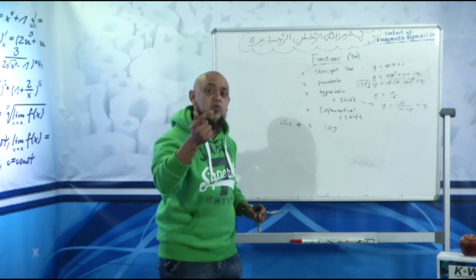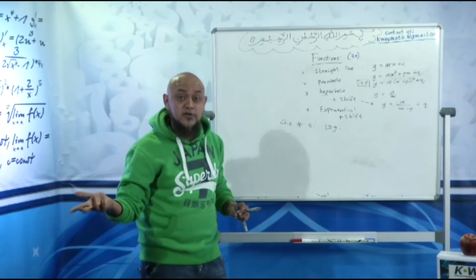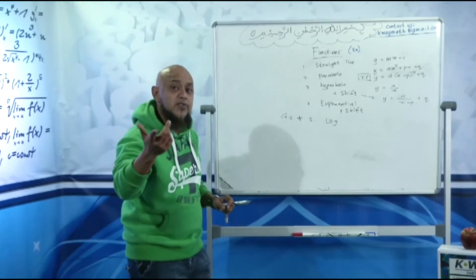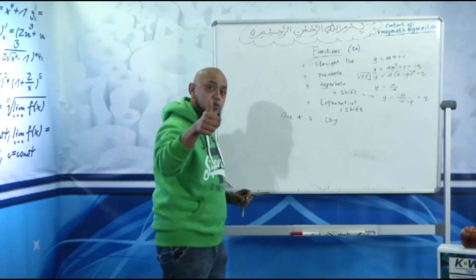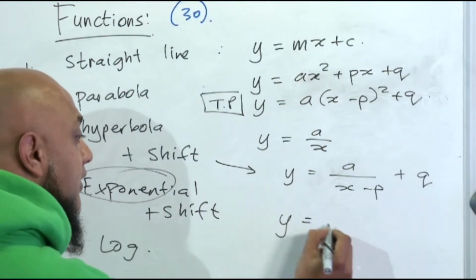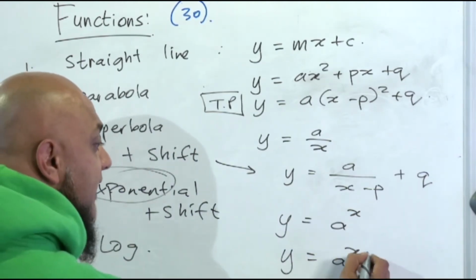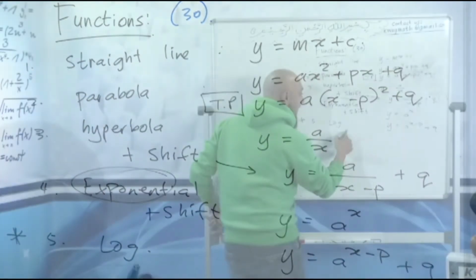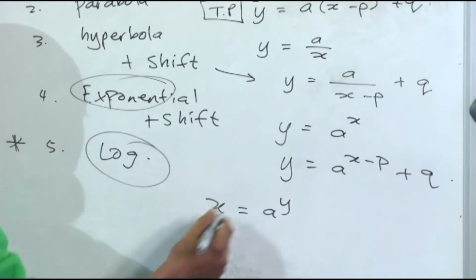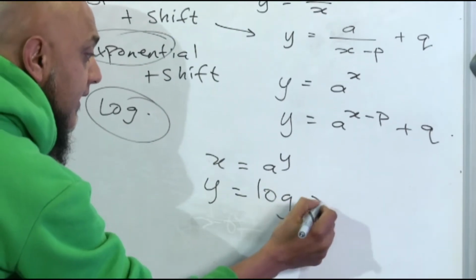So the minute somebody tells you y is equal to mx plus c, you know it's a straight line. The minute somebody gives you a trinomial or difference of two squares, you know that's a parabola. Somebody gives you an equation y equals 6 over x. The minute x is in the denominator, you know that's a hyperbola. Exponential: y is equal to a to the power x, with a shift in asymptotes, a to the power x minus p plus q. And the log graph for grade 12s is x is equal to a to the y. And if you need to put it into log form, you'll say y is equal to log base a of x.